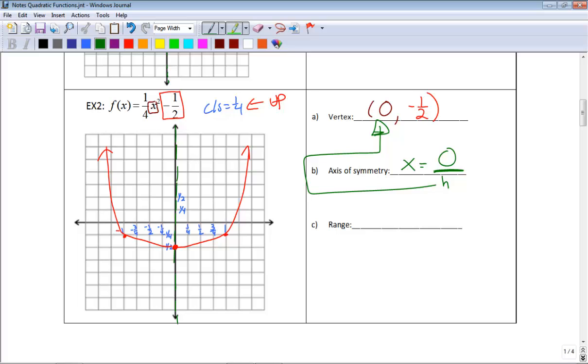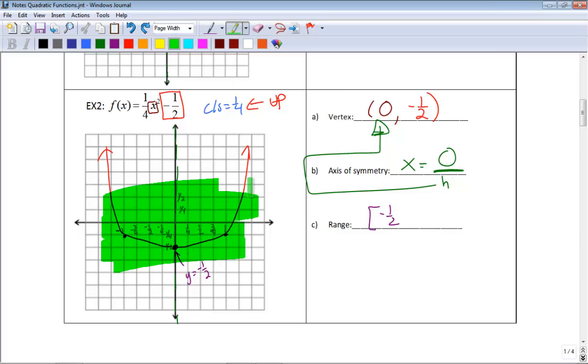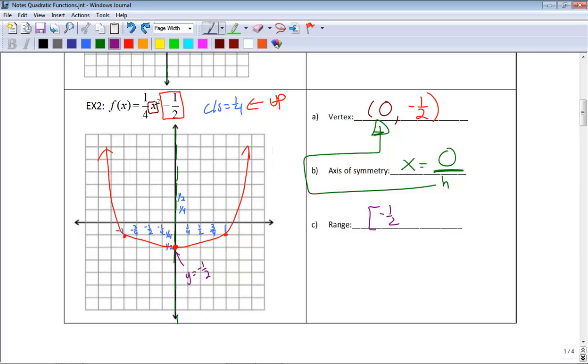What's the range? Same thing. Go along from the bottom. What's the first point you get to? Well, it's that point right there. What is the y value of this point? Well, the y value is negative 1/2. It's a closed circle, so my range goes from negative 1/2. Keep going until I end. The last thing I get to are arrows, so that means that I go from negative 1/2 to infinity.